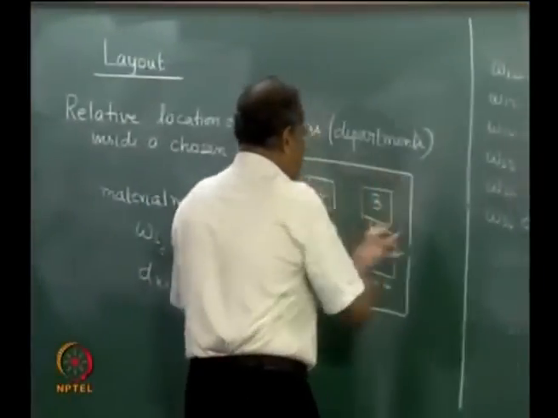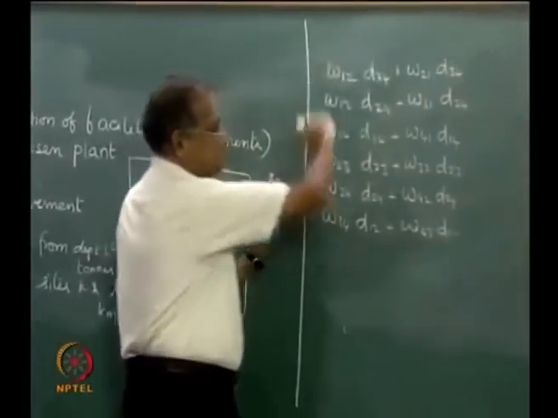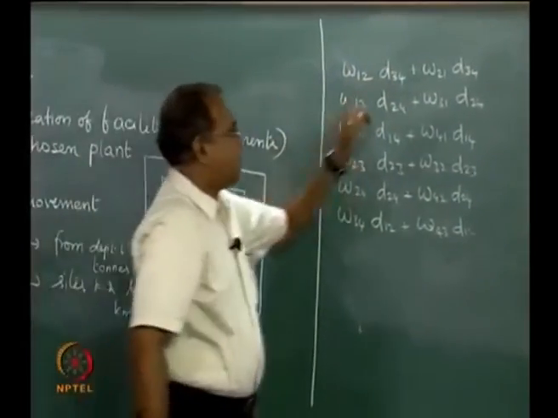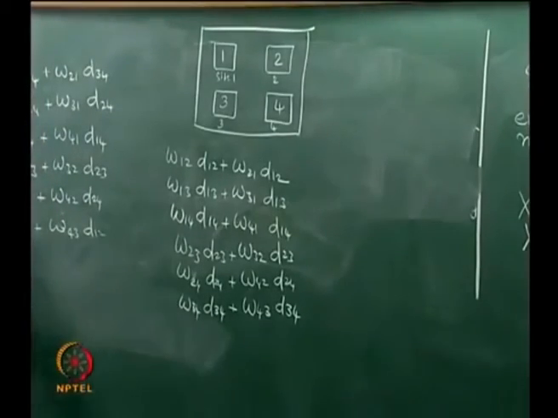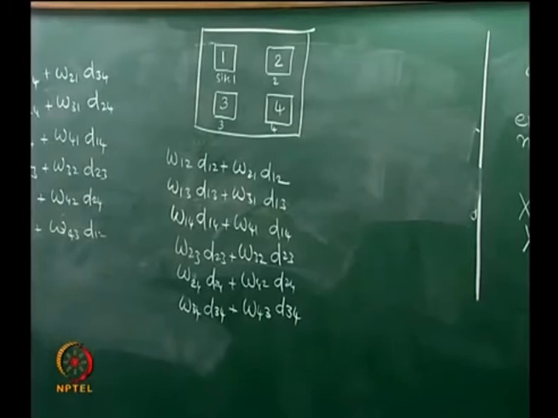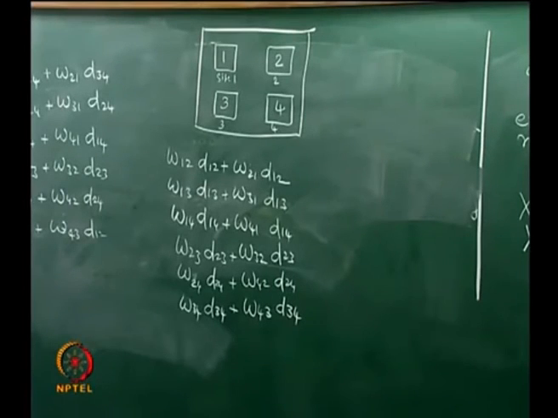So, if we follow this layout, this is the total ton kilometer. If we follow this layout, this is the total ton kilometer. Now, whichever is cheaper or less costly, we would use it. So, the problem of relatively locating them with respect to each other becomes significant.